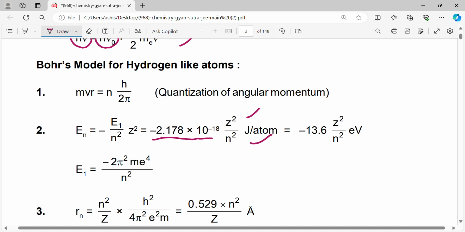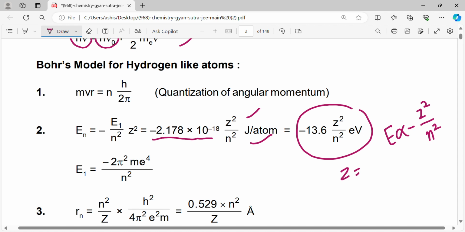If we convert it into electron volt, then it will become minus 13.6 z square upon n square electron volt. So we can say the energy of the electron is directly proportional to minus z square upon n square. What is z? Z is the atomic number, and n is the shell number.